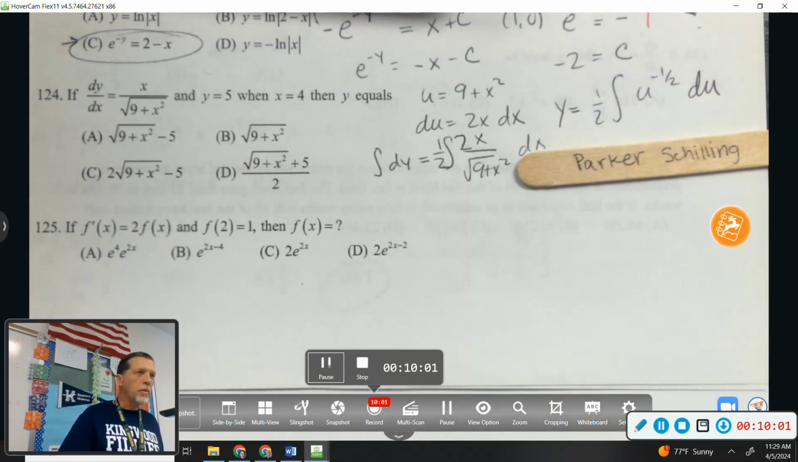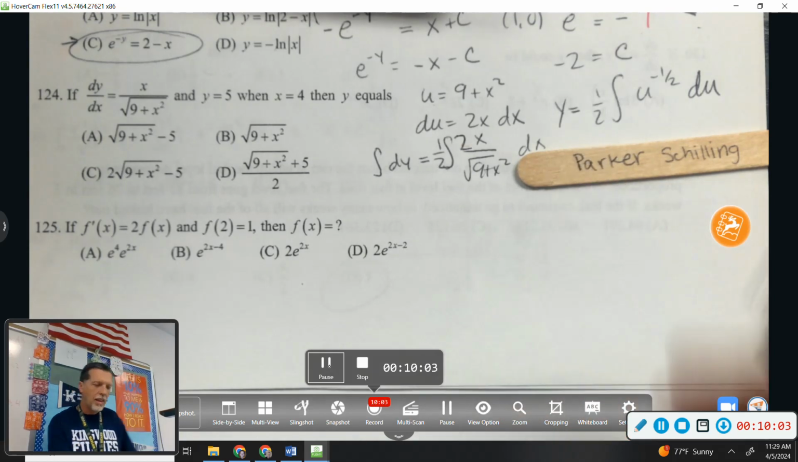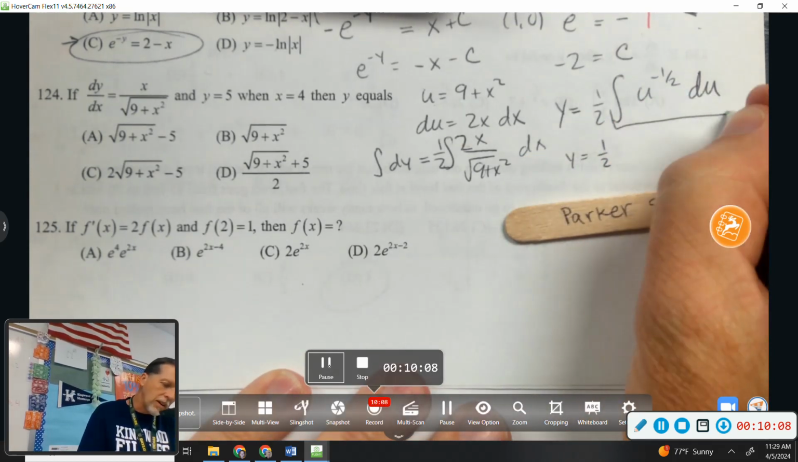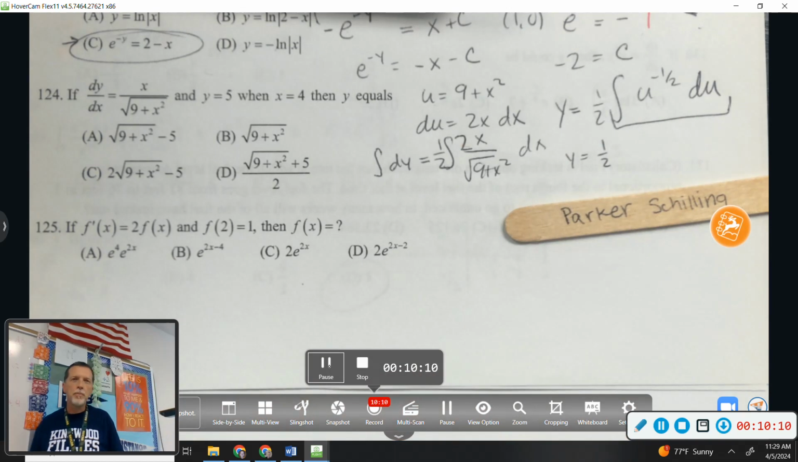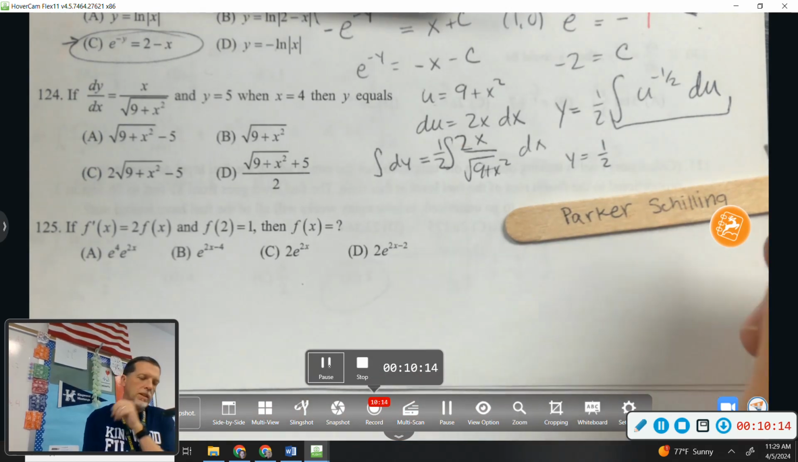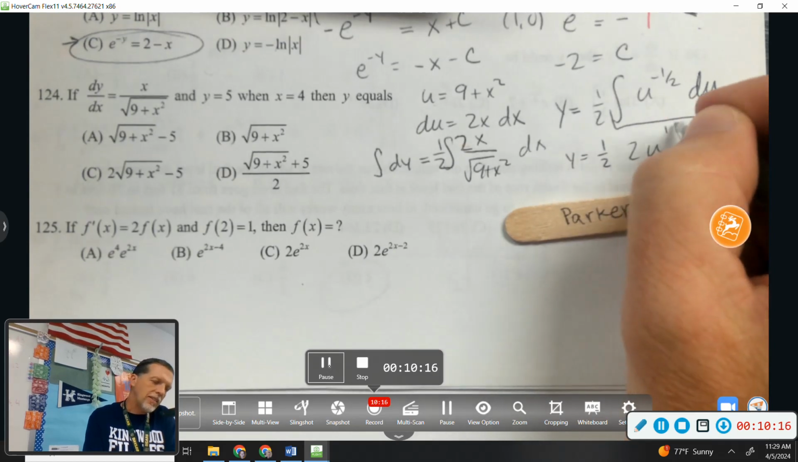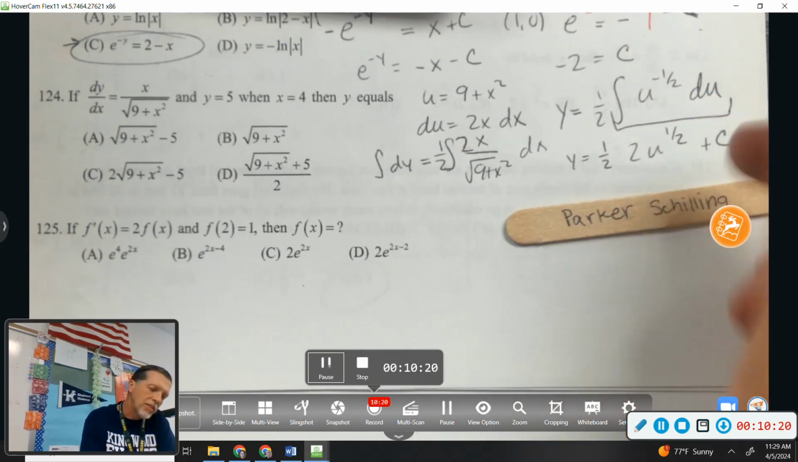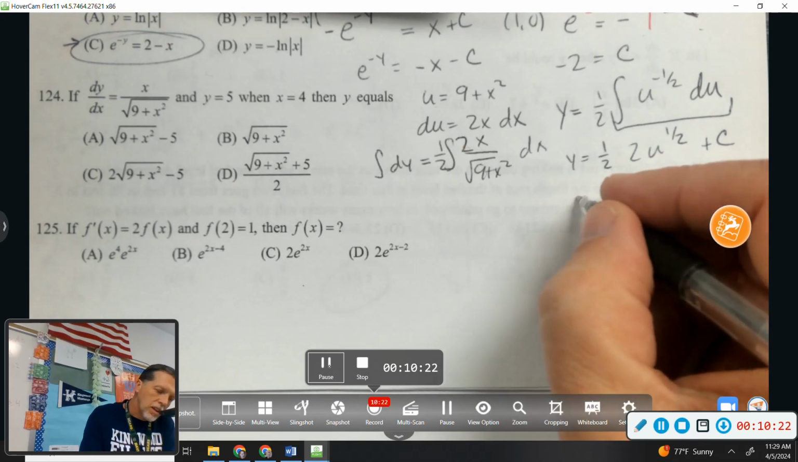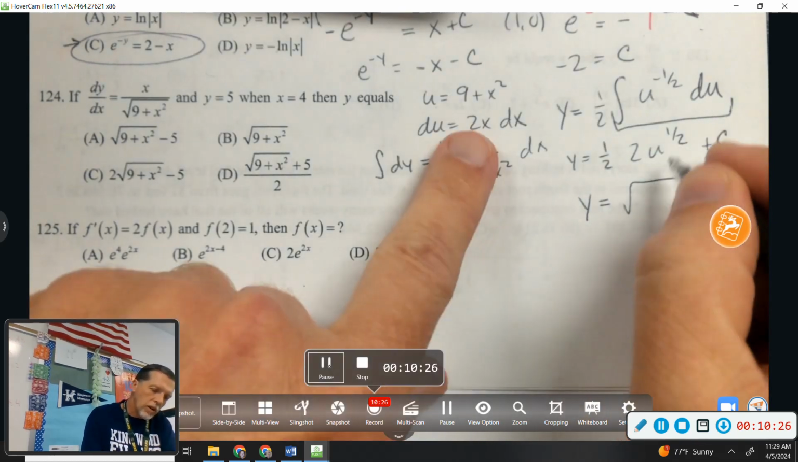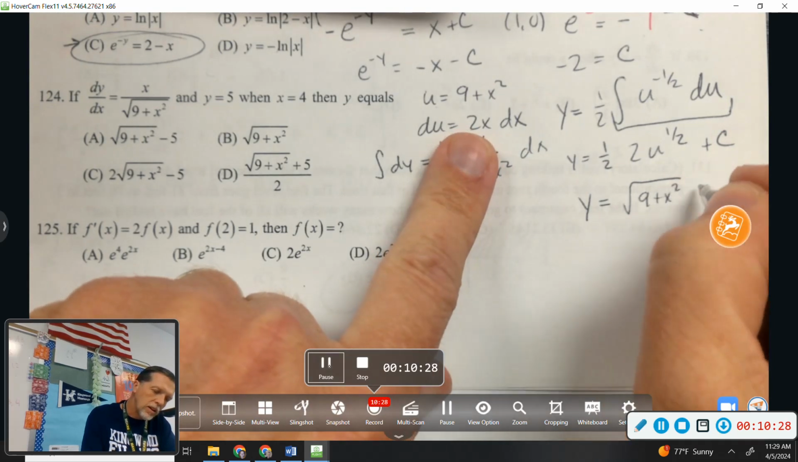So, Parker, how about I'll leave the 1/2. What's the antiderivative of u to the negative 1/2? 2u to the 1/2. Very nice. Increase the power by 1, divide by the new power. Don't forget the plus c. So y equals the square root of 9 plus x squared plus c.